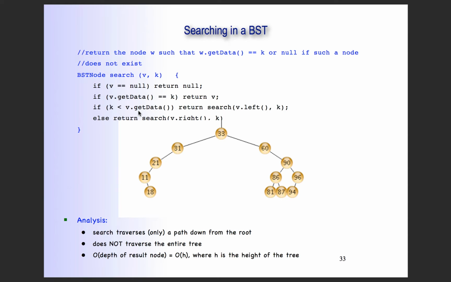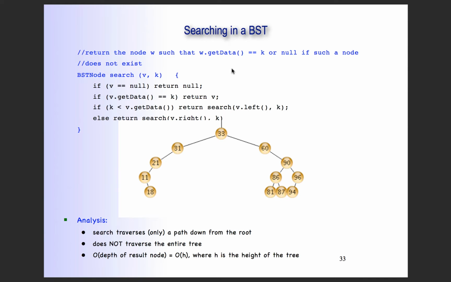If you didn't find the data, if your target value is less than the root value, then you go to the left side, otherwise you go to the right side. So this is the normal basic algorithm of how the search process happens in the binary search tree.